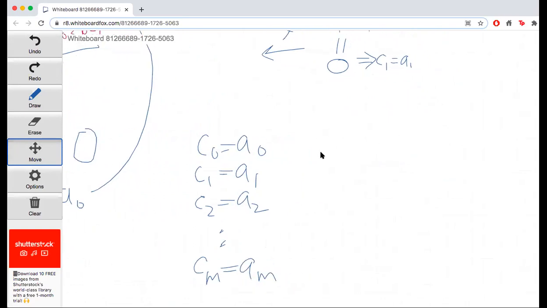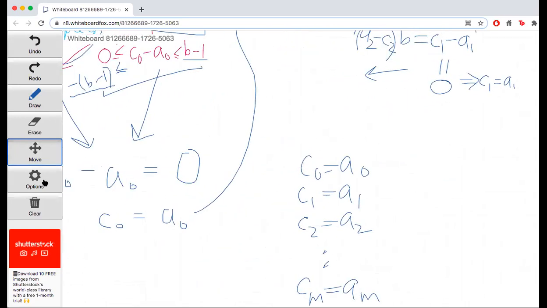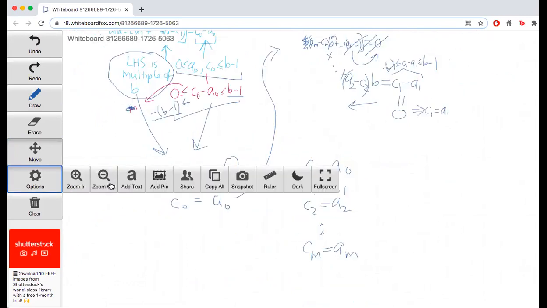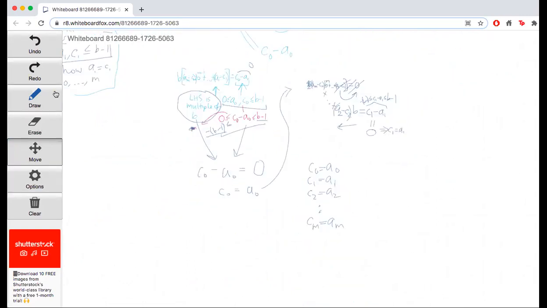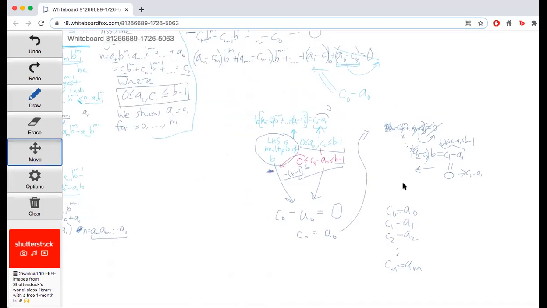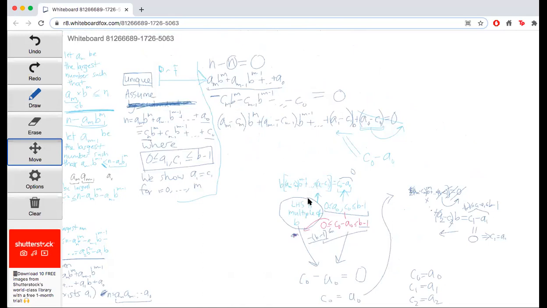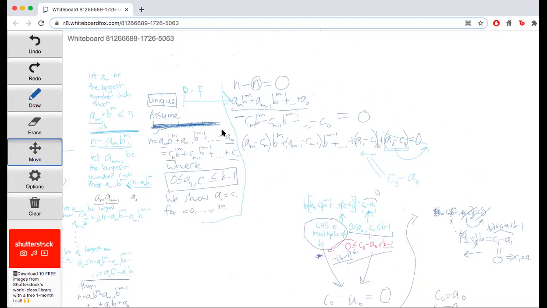And so that basically means that all of our digits are the same. So given two digit representations of n, the digits are actually the same. And so this expression is unique.